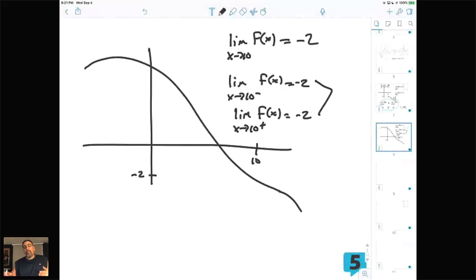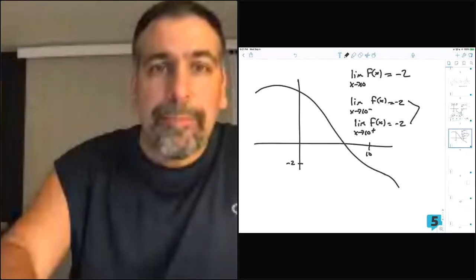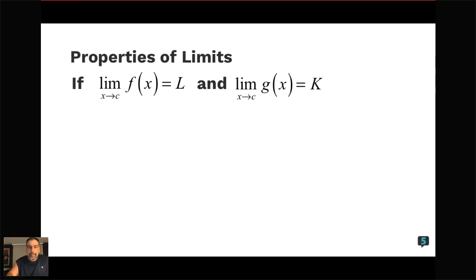Okay, so what we want to do tonight is we want to look at some more examples, a little more complicated, but talk about how we can apply the left and the right-hand sides to get these answers. We're going to jump back. We're going to talk just a second about a few properties of limits, and then we're going to do some more examples. Okay, so properties of limits.